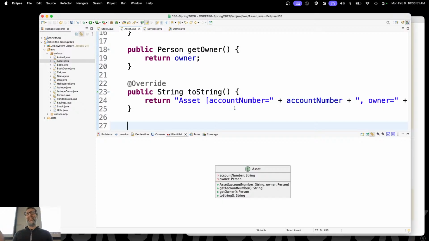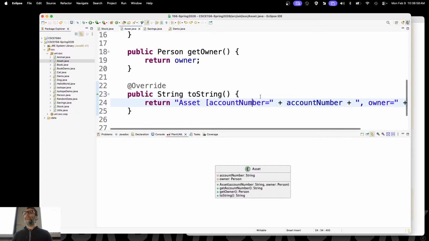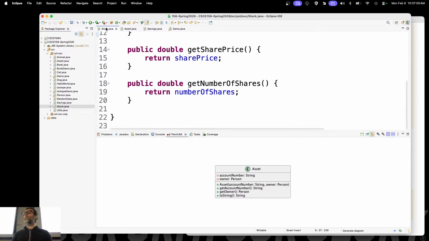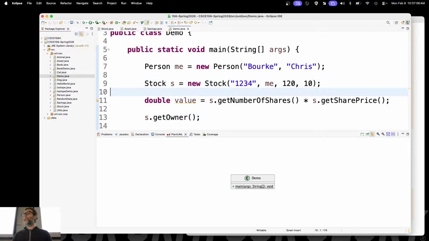It doesn't look very pretty, but it's an asset. It tells me what the account number is and who the owner is. Okay, fine. What about over here in the stock class? Actually, let's go ahead and go back to the demo now, and let's create a savings account as well.